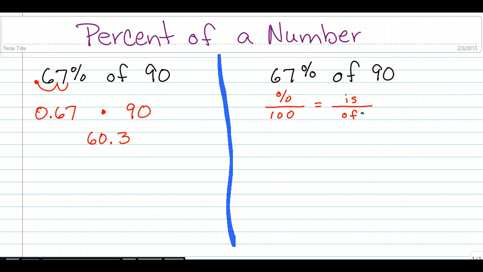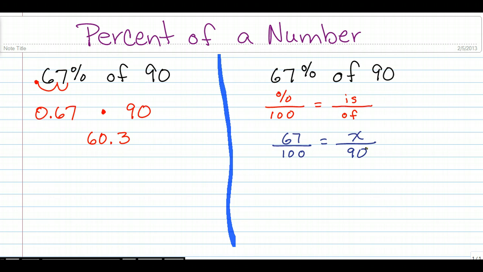Okay, so this is the outline basically, and then you just fill in the parts that you are given. So you are given 67%. So that 67 goes where the percent is. So 67 goes on top, the 100 is always on the bottom. Equals is over of. Well, what do we have? We put the number that comes after either the word is or of. We don't have an is, so that's going to be our X. We do have an of, and it's 90.